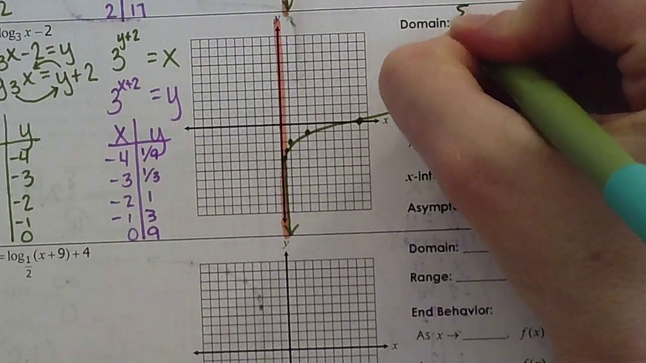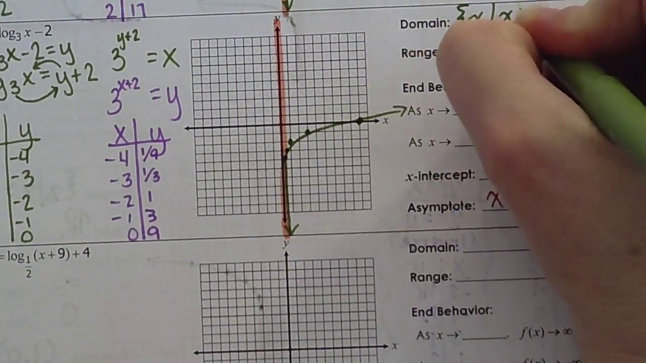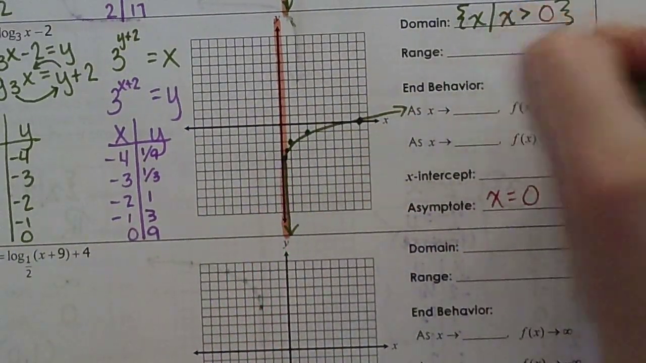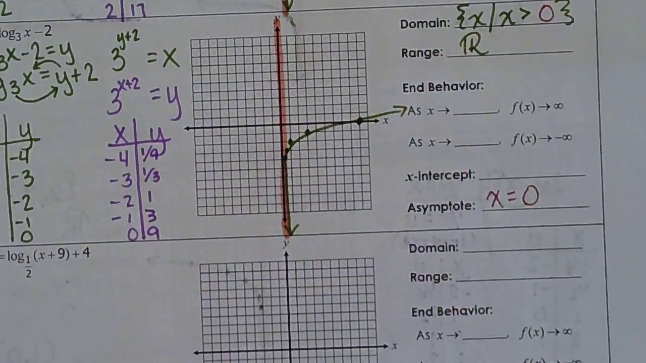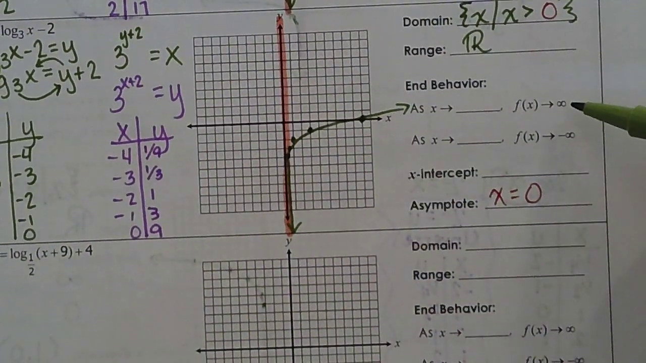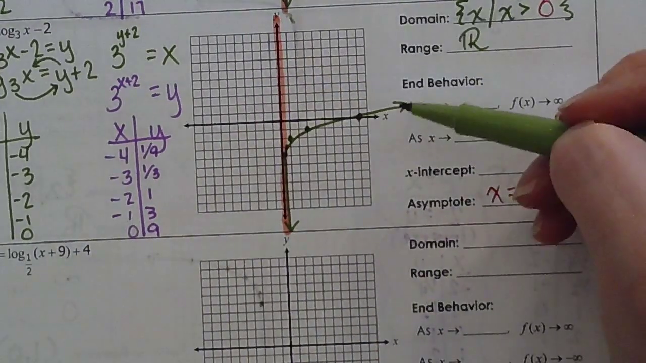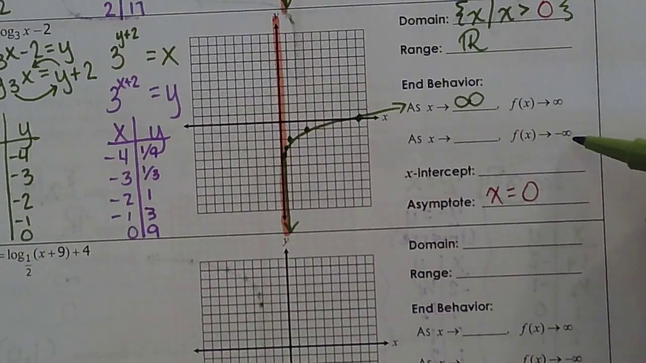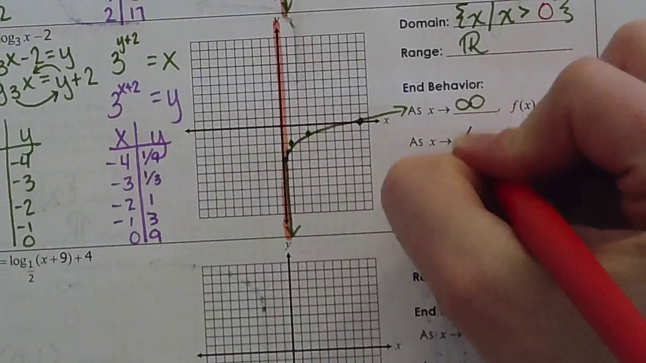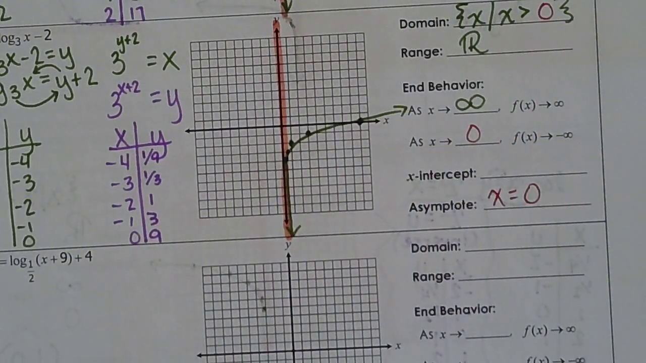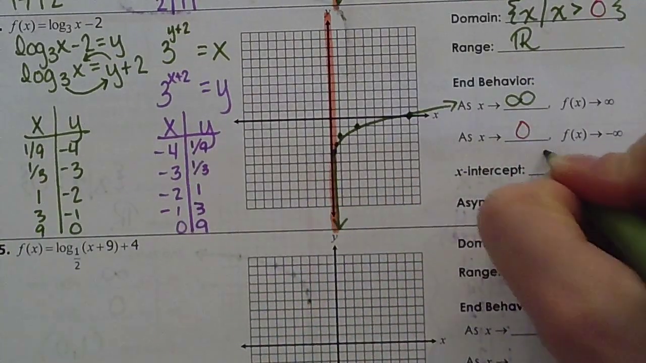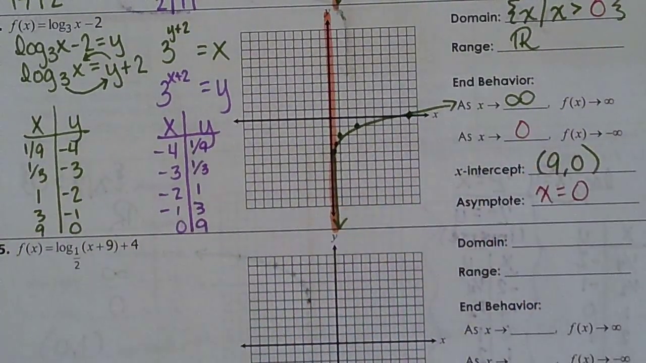That's going to affect my domain. My range is still going to be all real numbers. The end of my graph that goes up, this end, is going out. The end of my graph that goes down is touching the asymptote, so its x value matches the asymptote. And then my x-intercept is right here at (9, 0).